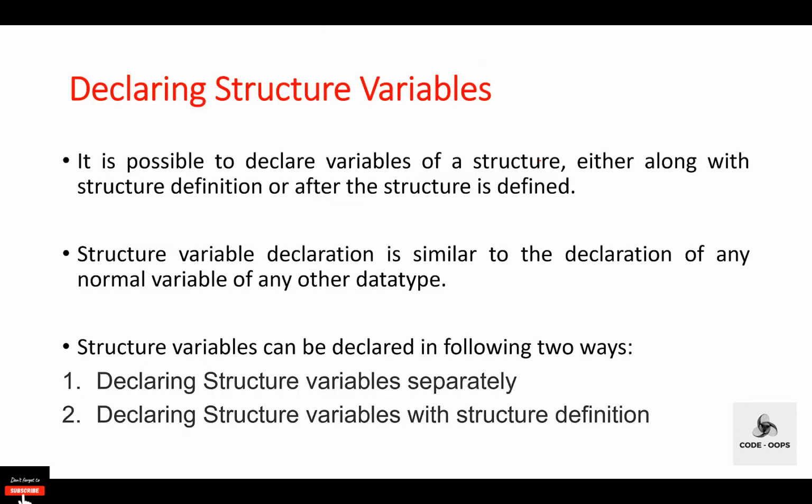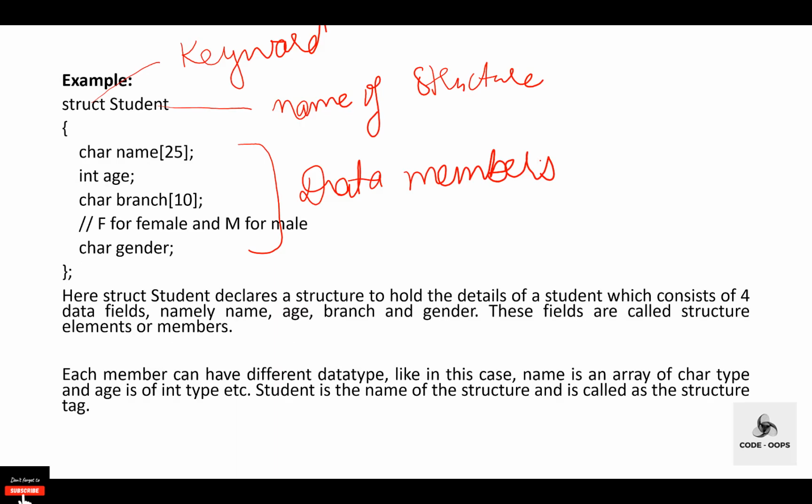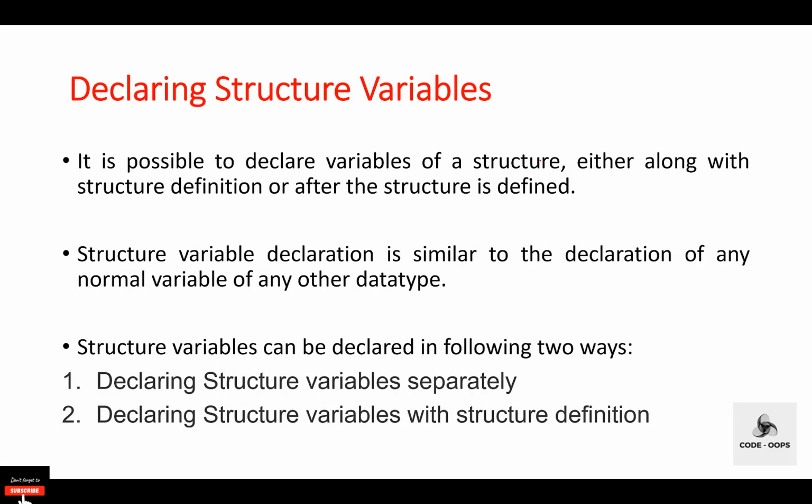Then how to declare a structure variable? It is possible to declare variables of the structure either along with the structure definition or after the structure is defined. Without declaring a structure variable, no memory is allocated to the structure members. Structure variable declaration is similar to the declaration of any normal variable of any other data type. There are 2 ways to declare a structure variable. The first way is declaring the structure variable separately, and the second way is declaring the structure variable with the structure definition.